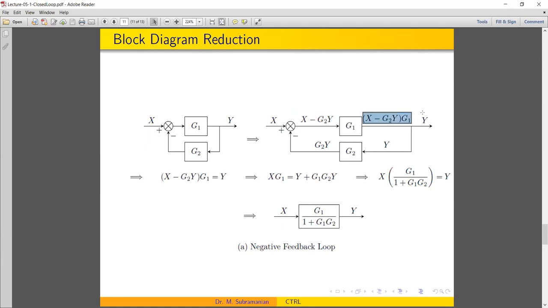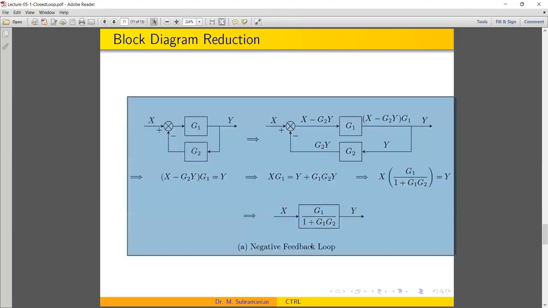So y is simply equal to this group. That is rearranged. For the given x, how is the y coming? x into G1 by 1 plus G1 G2 equals y. So is this reduction simply algebraic reduction? Nothing great we have done.